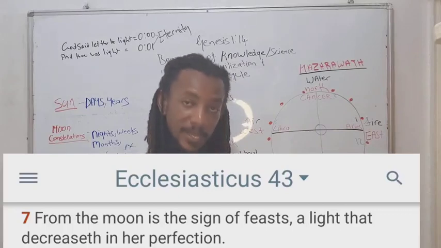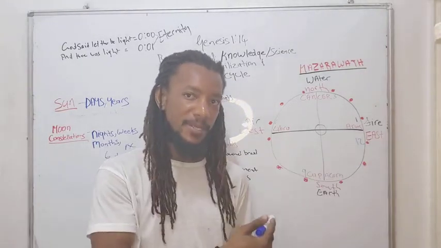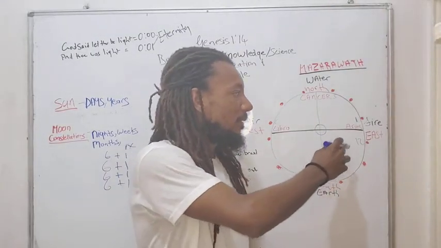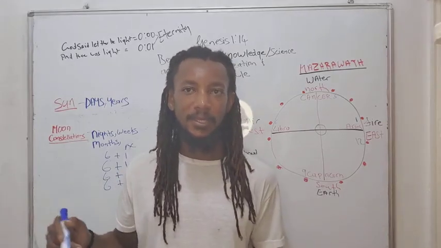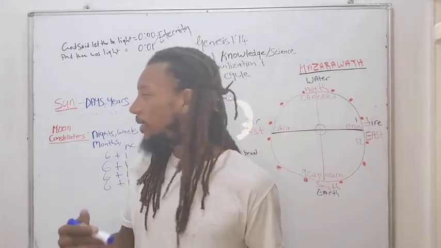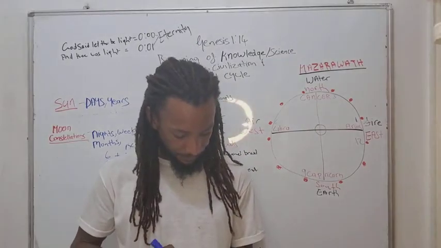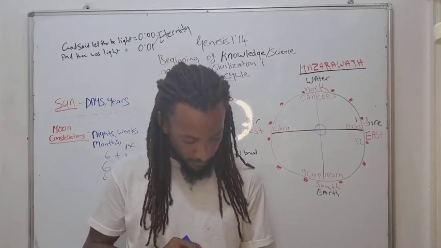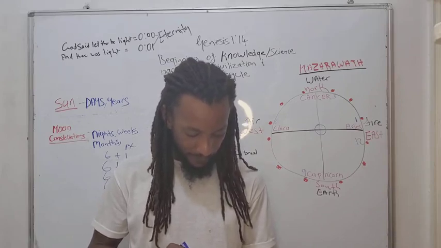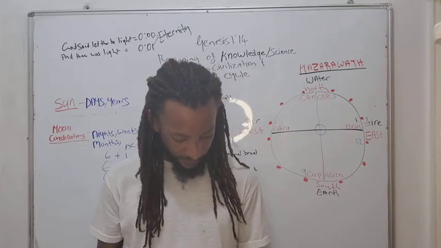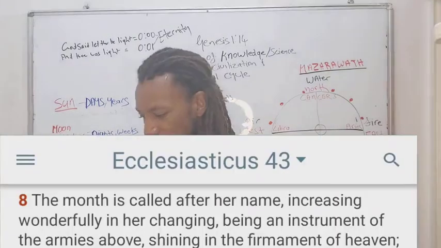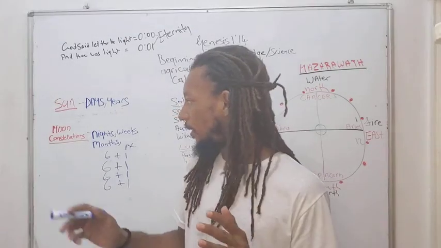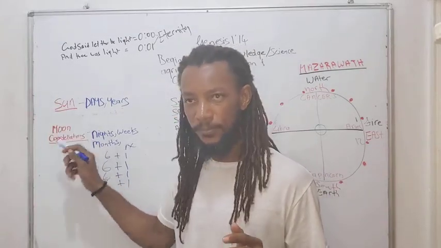From the moon is the sign of feast, Moedim. So there are 12 of them in the year, right? Seasons in terms of Moedim is different from season in terms of year tide, which we will look into later, right? It says, and the sign of the world, from the moon is the sign of feast, a light that decreaseth in her perfection. The month is called after her name. That's very important. The month is called after the moon, right?